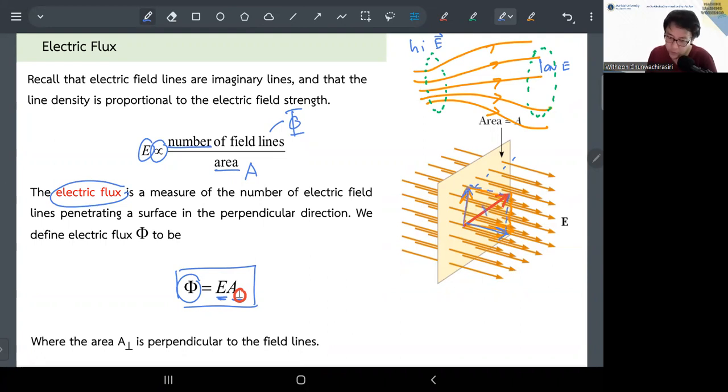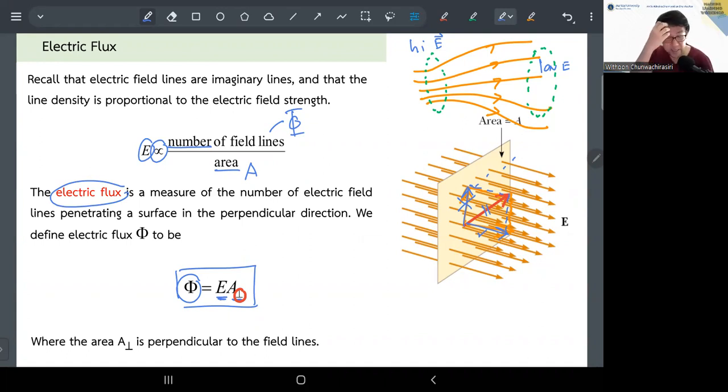And of course, once you break this into two components, the component that does not penetrate the area, you just discard that portion because that doesn't do any good. The only portion that you want is the portion that is actually going through the surface in the perpendicular fashion. Sounds cool? I think you get an idea what we're trying to do, right?